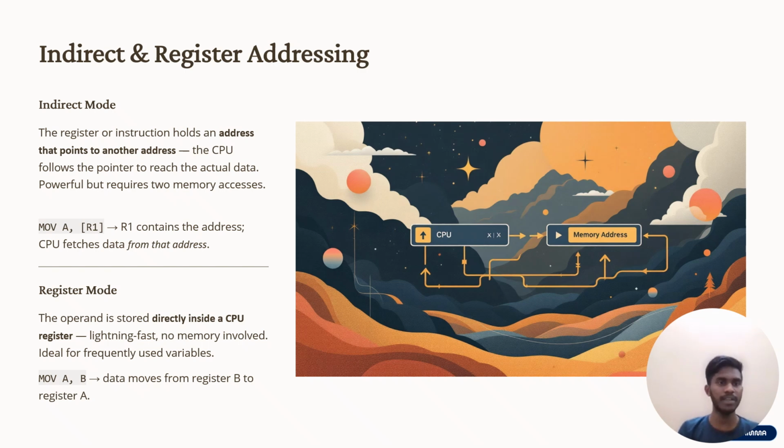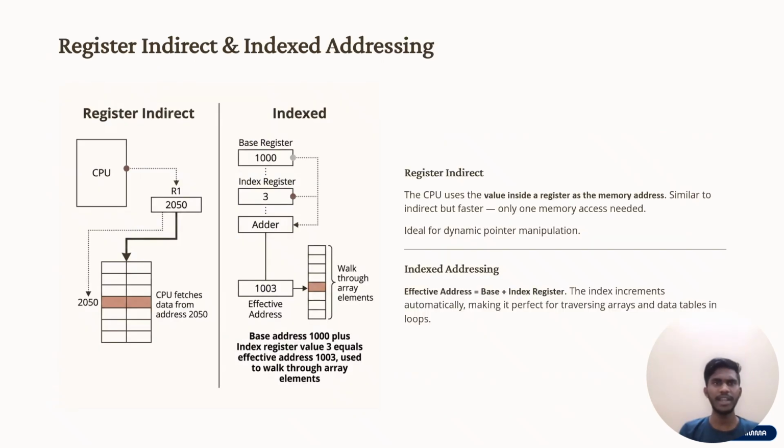Register mode. The operand is stored directly inside a CPU register. Lightning fast, no memory involved, ideal for frequently used variables. MOV A, B. Data moves from register B to register A. Register indirect and indexed addressing. Let me show the diagram. If you are not understanding, kindly see that.